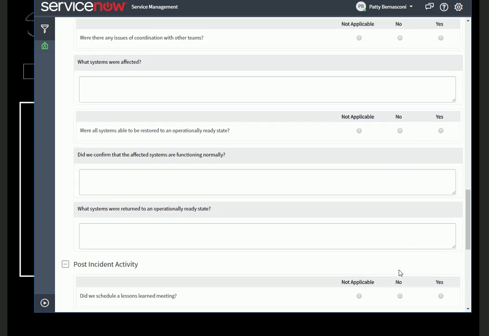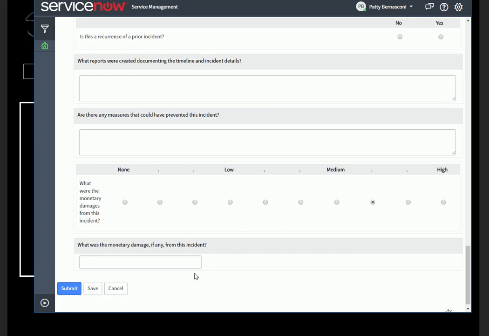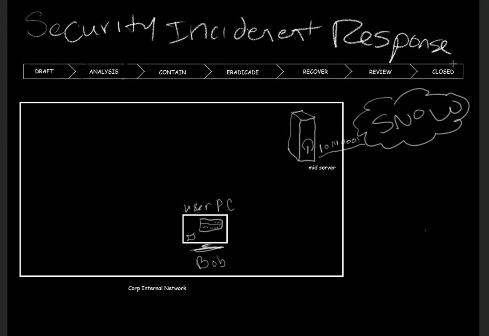Did we remove any malware? How did we confirm that systems are working normally? Were there any monetary damages? And that's it. All right, and then finally the ticket moves to close once everyone has completed the post-incident reviews.